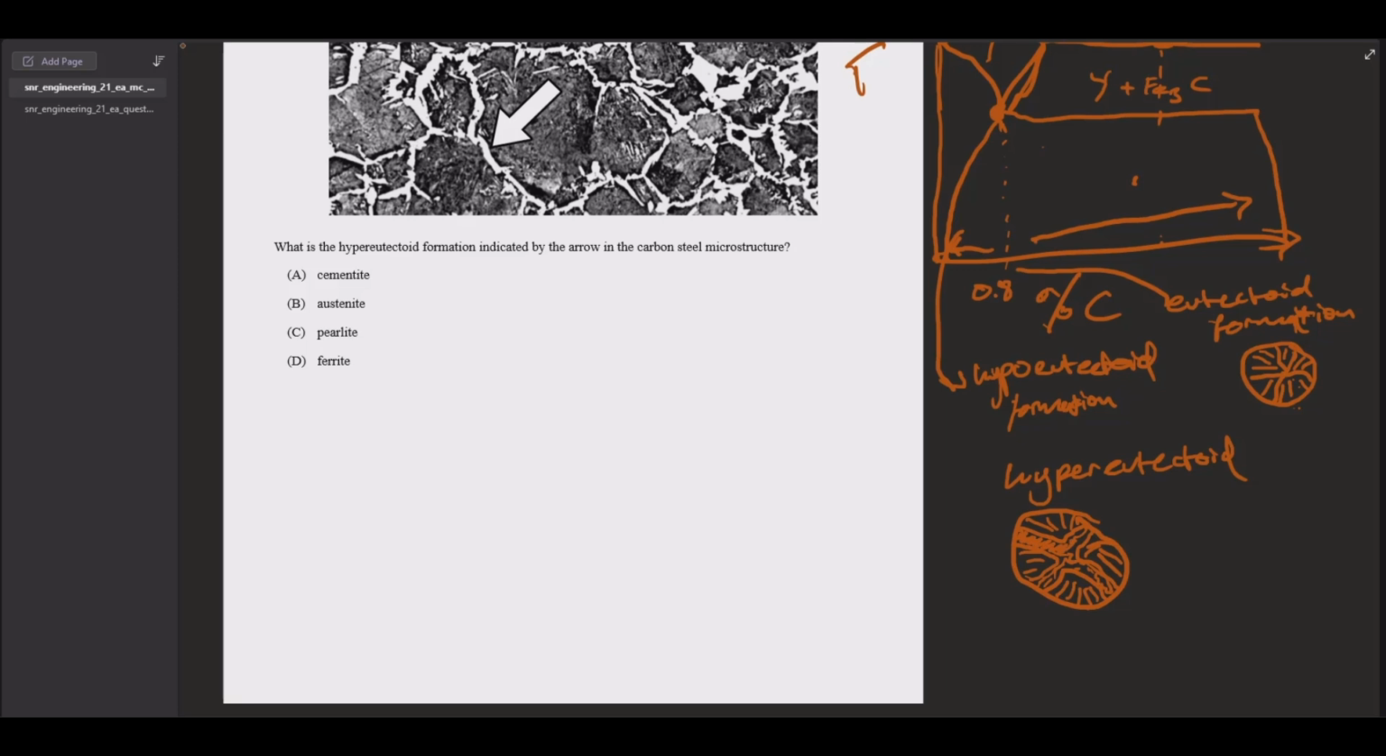Let's fill that in a bit more. And so what that's going to mean is that this in the grain boundary, what the question's asking, if you look at the arrow, it's pointing at the grain boundary. The answer to that is going to be cementite, which is A. Because again, there's just too much cementite. It's hypereutectoid, which means there's too much cementite, and that means it's going to get left over in the grain boundaries.